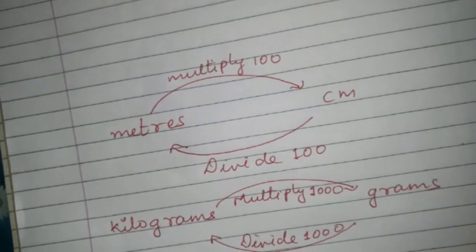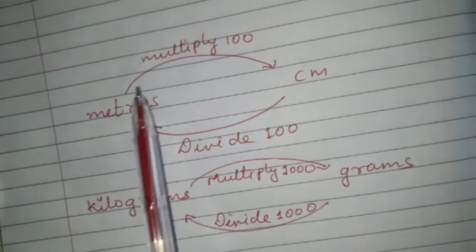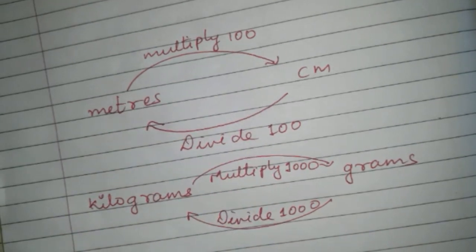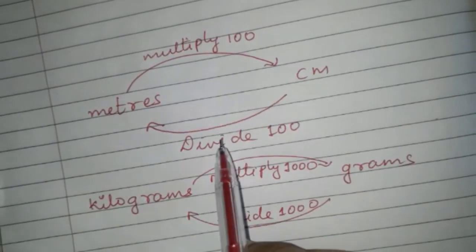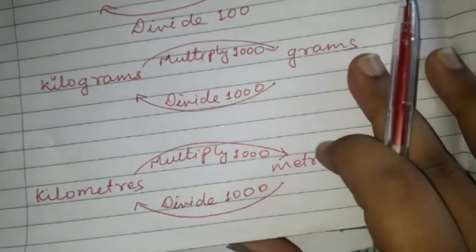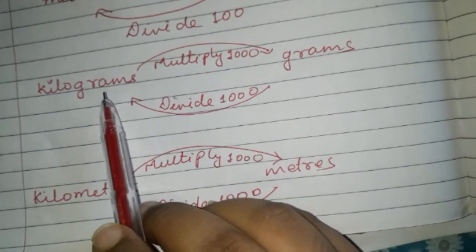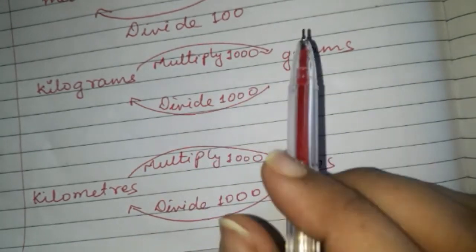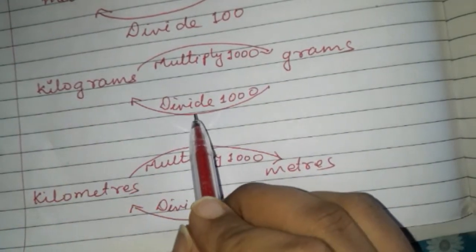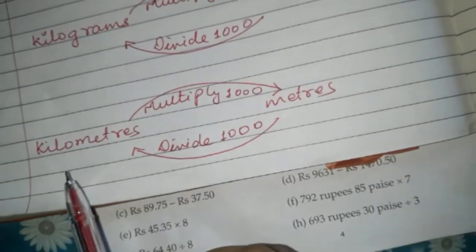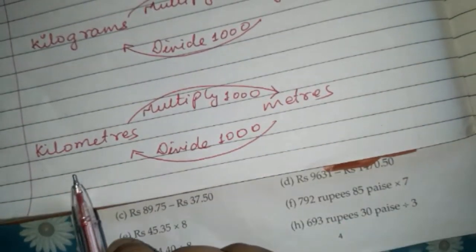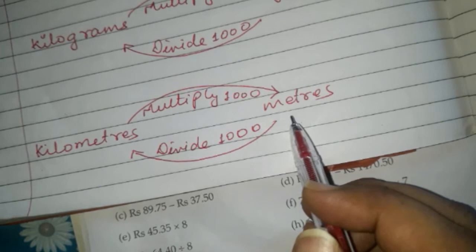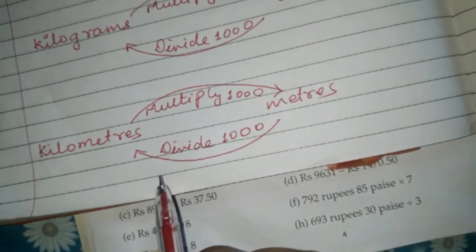So the thing which we should keep in mind, that whenever we are converting meter into centimeter, we'll multiply the number by 100, and whenever we are converting the centimeter into meter, we'll divide the number by 100. And in terms of kilograms, when we are converting kilograms into grams, we'll multiply the number by 1000, and when we are converting grams into kilograms, we'll divide the number by 1000. In terms of kilometers, when we are converting kilometers into meters, we'll multiply the number by 1000, and whenever we are converting meters into kilometers, we are dividing the number by 1000.